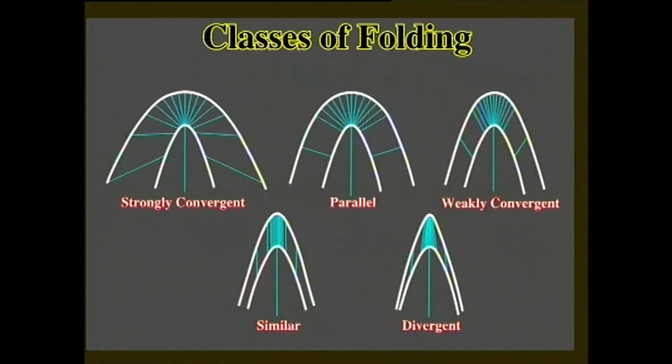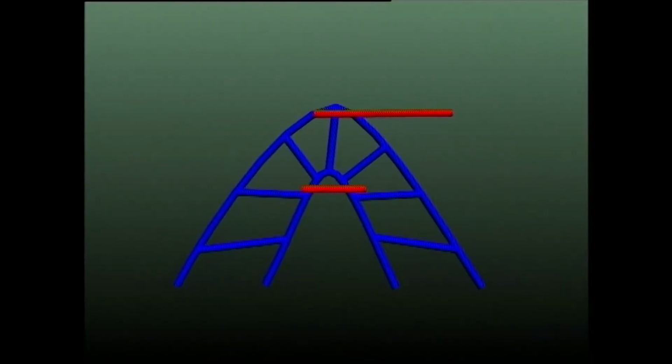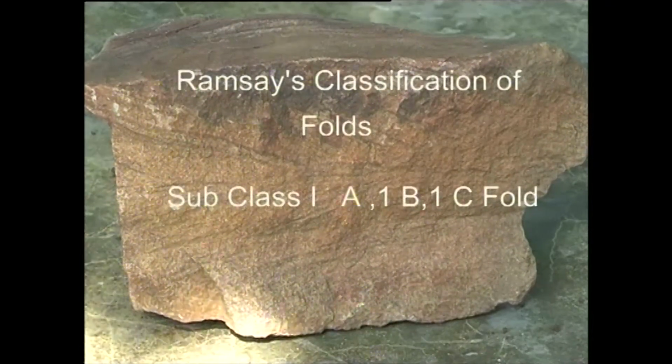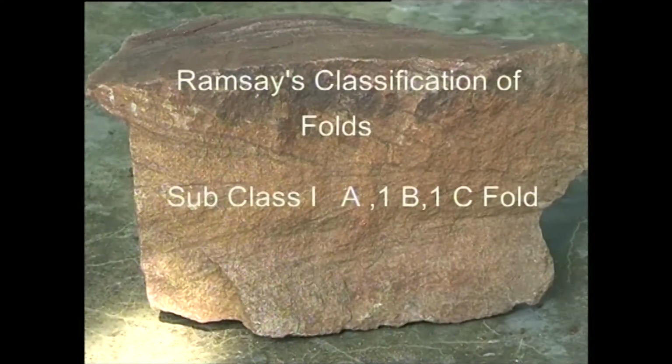While in case of class 3 folds, in which the outer arc is more curved than the inner arc, the dip isogons are divergent. Accordingly, the thicknesses, the orthogonal thicknesses and axial thicknesses, also vary. Before we go into that, let us talk about the subclasses, further subdivisions of class 1. Class 1 folds with convergent dip isogons are subdivided into class 1A, 1B and 1C.